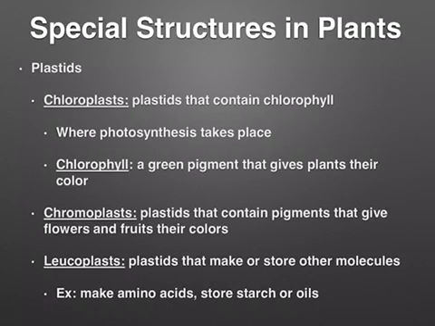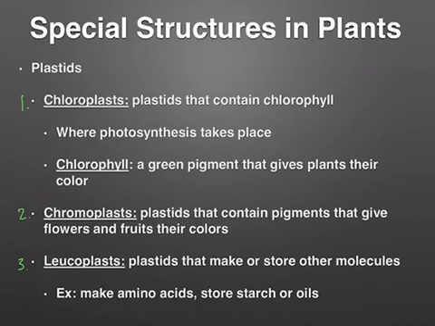Then we have the plastids. We have chloroplasts, chromoplasts, and leucoplasts. So 3 different plastids, each with unique jobs. Chloroplasts is a plastid that contains chlorophyll, and it's where photosynthesis takes place. And then chlorophyll is just the green pigment that gives plants their color. Chromoplasts contain other colored pigments that give fruits and flowers their colors. So if you see an orange flower, the chromoplast would contain an orange pigment.